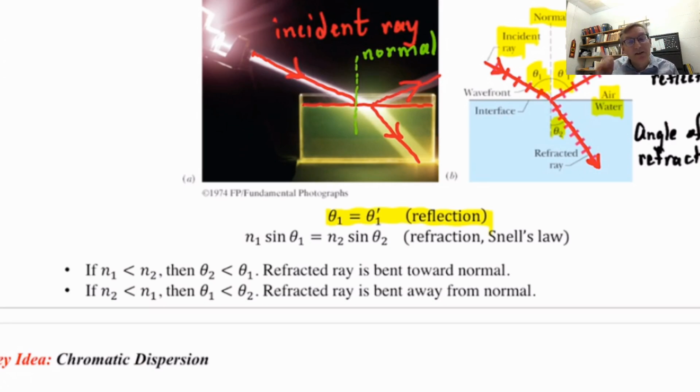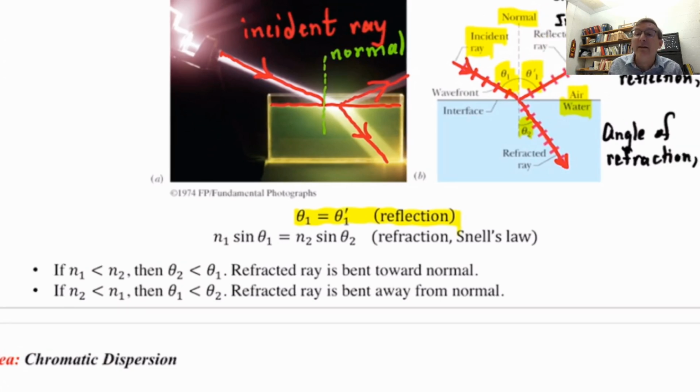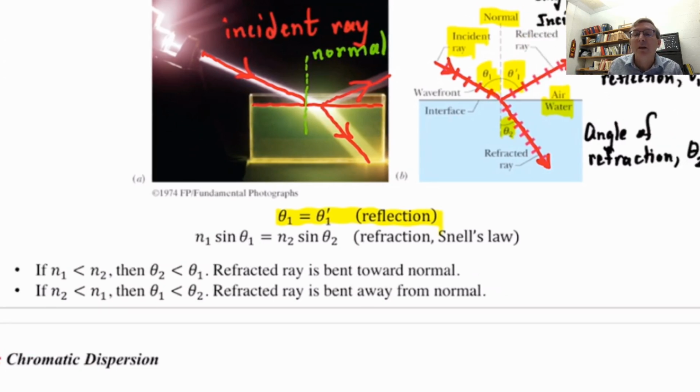But the angles theta 1 and theta 2, for the picture there with air and water, are not equal. In fact, the picture clearly shows if we have air and water together like this, that the theta 1 angle, the angle of incidence, is larger than the theta 2 angle, the angle of refraction. You see that in the picture? What is the relationship between theta 1 and theta 2? The angle of incidence and the angle of refraction.